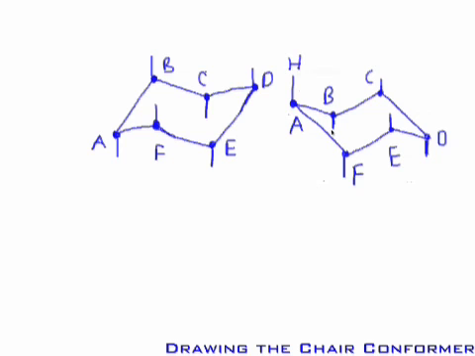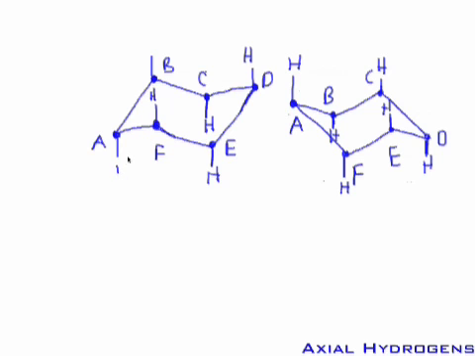So you can write in your H, your H, your H, your H, your H, your H, H, H, H. Now, because these hydrogens are straight up and down, they are referred to as axial hydrogens. That is, the axial hydrogens either point straight up or straight down from the chair.